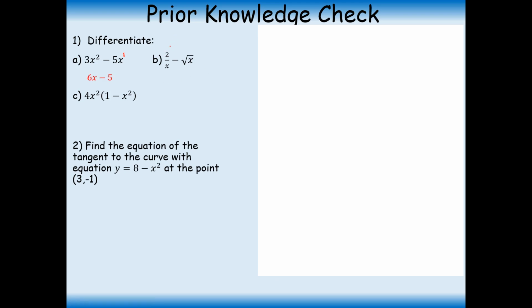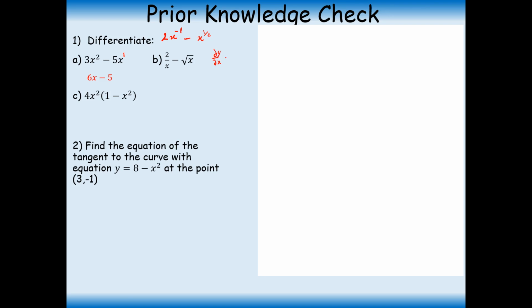I recommend my students rewrite the question itself as x to the power minus 1, and write this as x with the power of a half. Then you apply the power rule and you should get negative 2x to the power of minus 2 minus half a x with the power of minus a half. So this will be the derivative dy by dx.